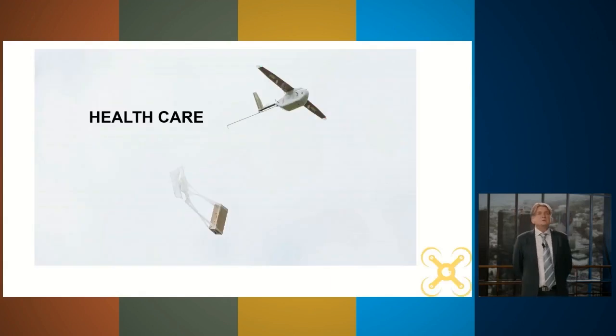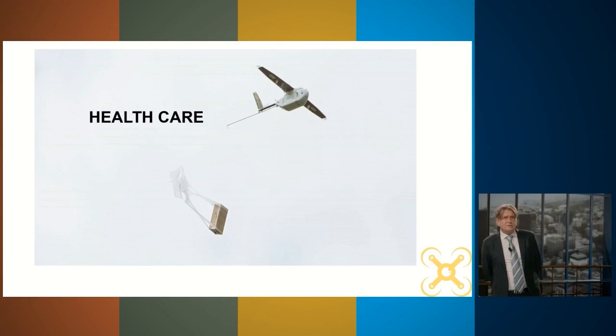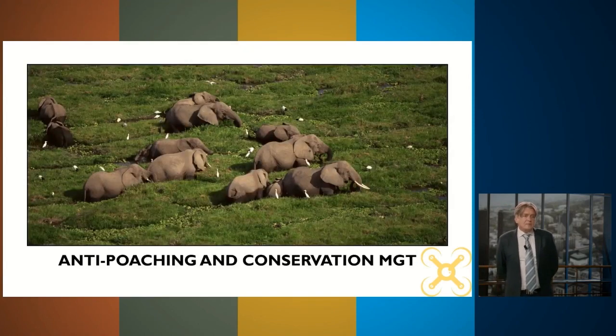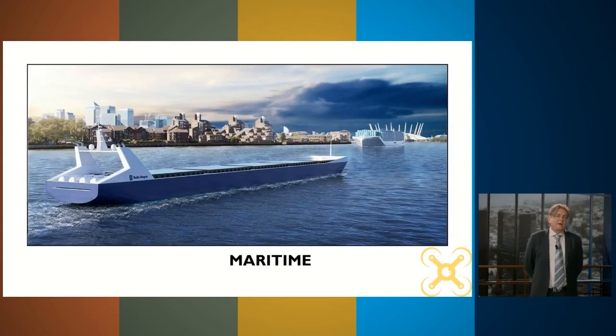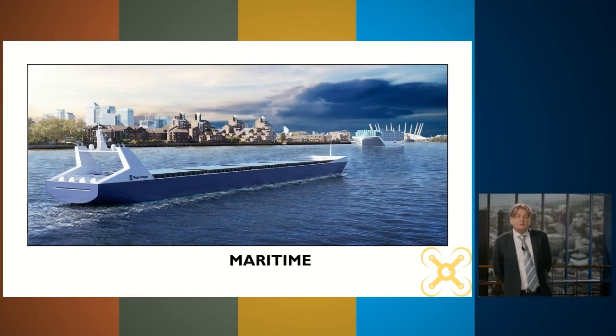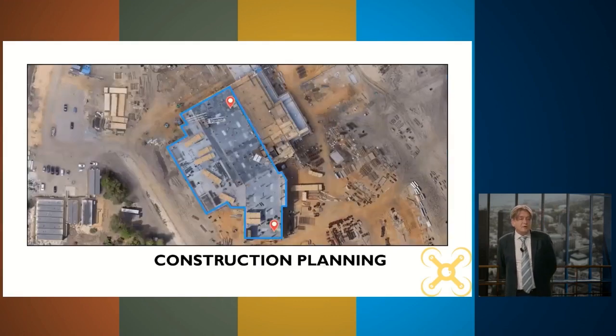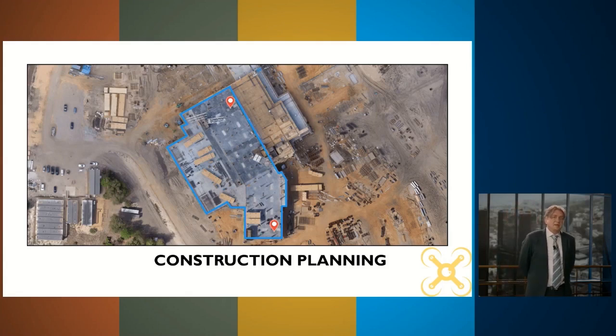Healthcare, there's a number of examples. In Rwanda, they're delivering blood via drones. Our blood bank has also got a license to do that. So these are all upcoming. Anti-poaching conservation. That's where drones have played a big part in saving the animals. Maritime, there's various maritime opportunities, from flying drones to submersible drones to floating drones. Construction and planning, if you're in construction planning, quantity surveying, land surveying, project management, there is always opportunities for drones.